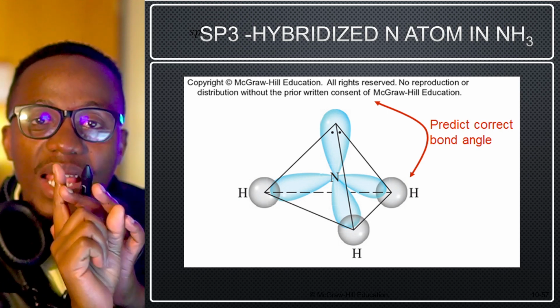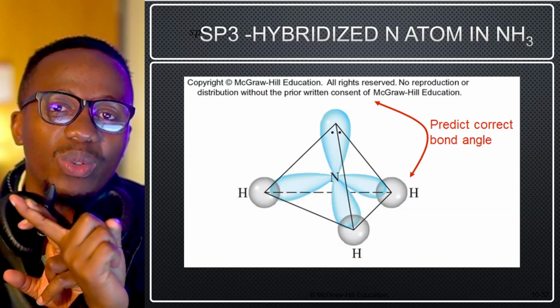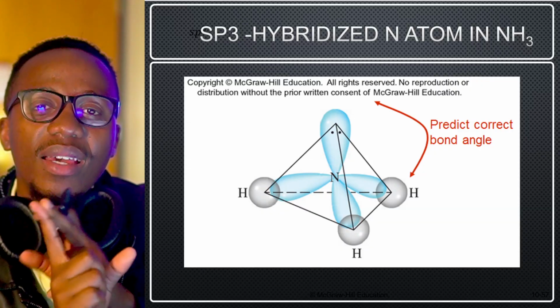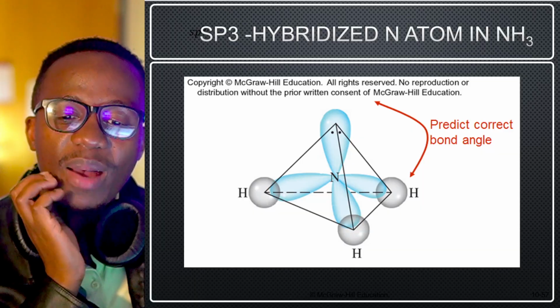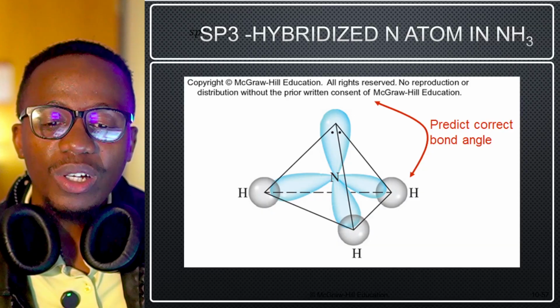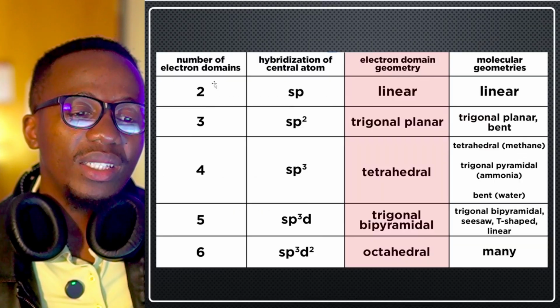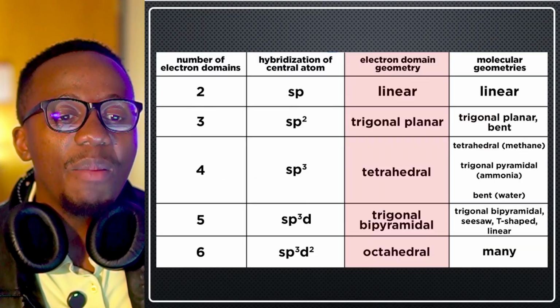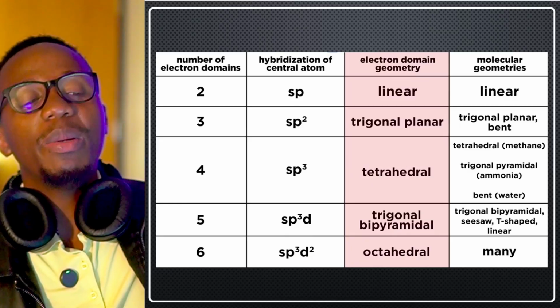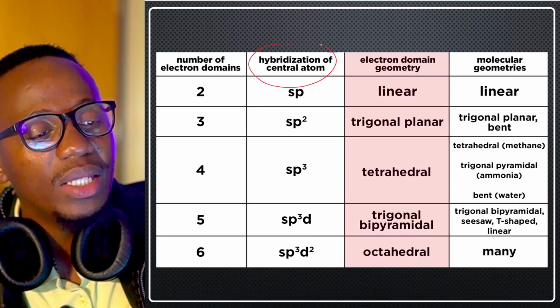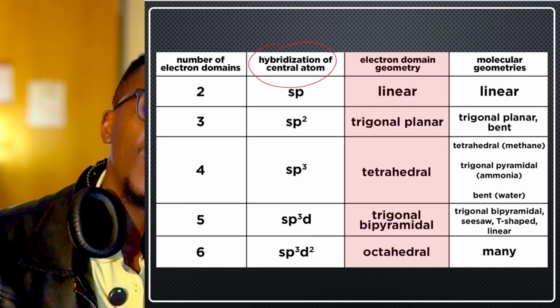Right? Because remember, S also occupies space. So if you take S and P3, that's four things. Why does that matter? Because, look, depending on the number of electron domains or things bound to the central atom, you should be able to tell me the hybridization level, right?